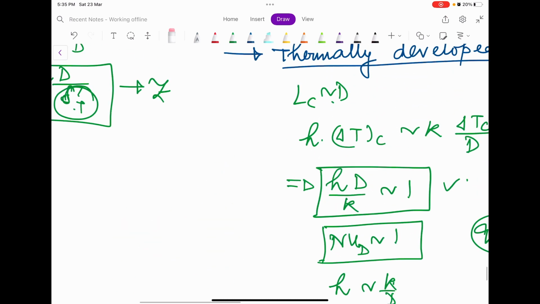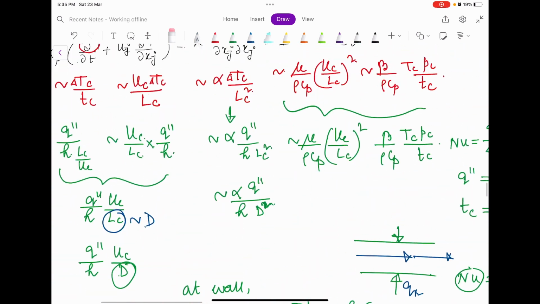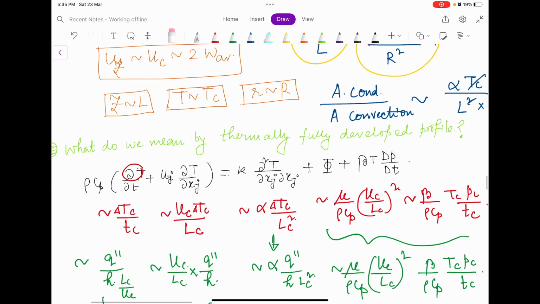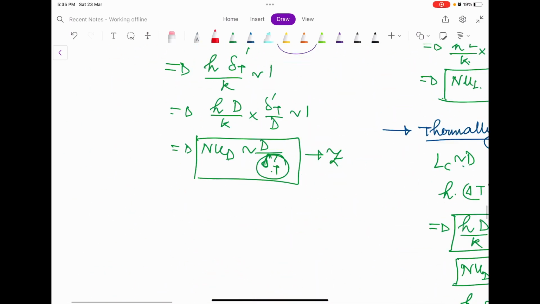Let us go back to the previous notes. The simplified equation was this: we have the convection term, we have the axial conduction term, but for large Peclet number that can be neglected, which I have shown several times, and then the radial conduction. So let me write the equation here.